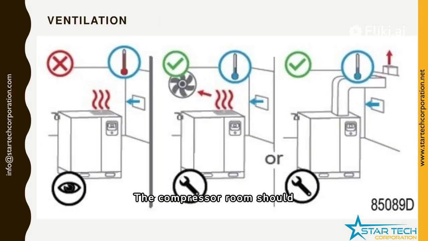The compressor room should have proper ventilation in order to keep the air inlet temperature of the compressor under control. The maximum air temperature at the compressor intake is 46 degrees Celsius, 115 degrees Fahrenheit. The minimum temperature is 0 degrees Celsius, 32 degrees Fahrenheit. If the room temperature exceeds any of these limits, the compressor will automatically shut down.